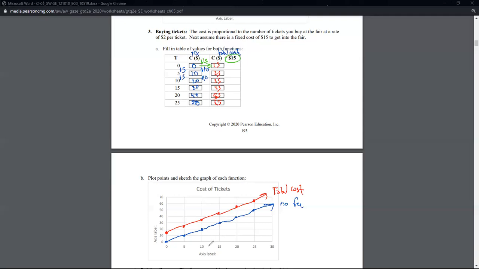For the axis labels, the 0, 5, 10, 15, and 20, etc., that was the number of tickets. And then this axis, the vertical one, these were costs. You could put in dollars if you like.